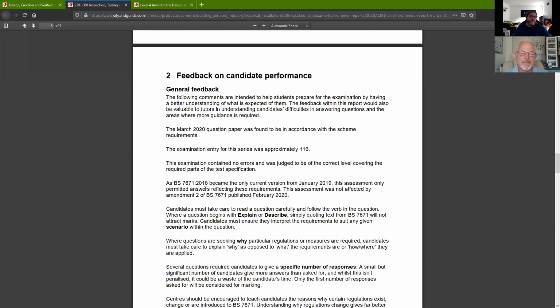Okay, so 7671 became the only current version from January. So this assessment only permitted answers reflecting the 18th edition. Makes sense. It wasn't affected by Amendment 2, published February 2020. Okay. Really? Amendment 2? Yeah, that's a bit of a typo. Candidates must take care to read and question carefully and follow the verb in the question. Where a question begins with explain or describe, simply quoting text from the regs will not attract marks. Attracting marks, that's a good thing to understand.